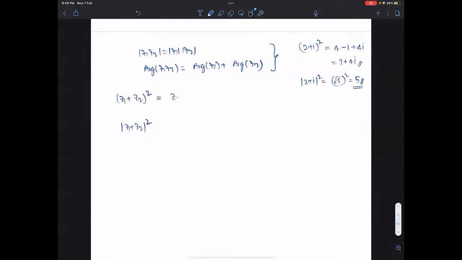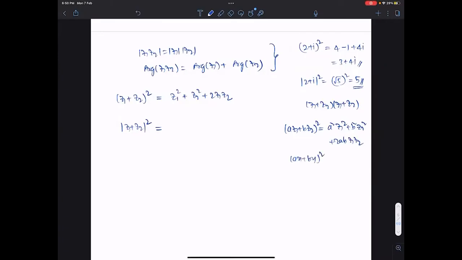Now, this one is straight away like (a plus b) whole square: z1 square plus z2 square plus 2 z1 z2. It is simply (z1 plus z2) into (z1 plus z2), just multiplication. But what will mod (z1 plus z2) whole square be? For example, if you have (a z1 plus b z2) whole square, you can write a square z1 square, it is not modulus, just simply square, plus b square z2 square plus 2ab z1 z2. It is just like (ax plus by) whole square, a square x square plus and so on.